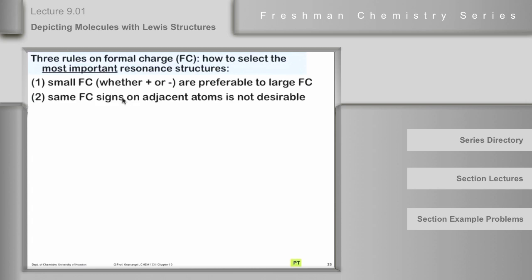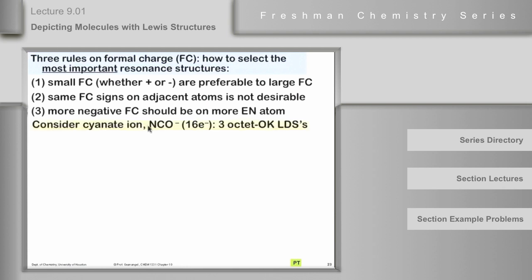The second one is we want to avoid formal charges with the same signs on adjacent atoms. That is an indication of this Lewis dot structure being not as important to the real molecule as another might be. Okay? And the last one is the more negative formal charge should be on the more electronegative atom. Now that's not going to stick with you very long unless I do some examples. So I'm going to do the cyanate ion, which is the classic one that everybody does at this point.